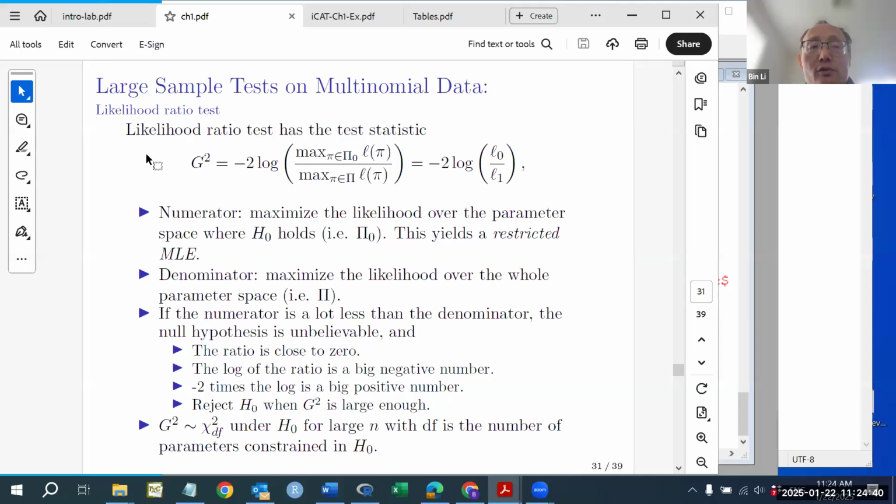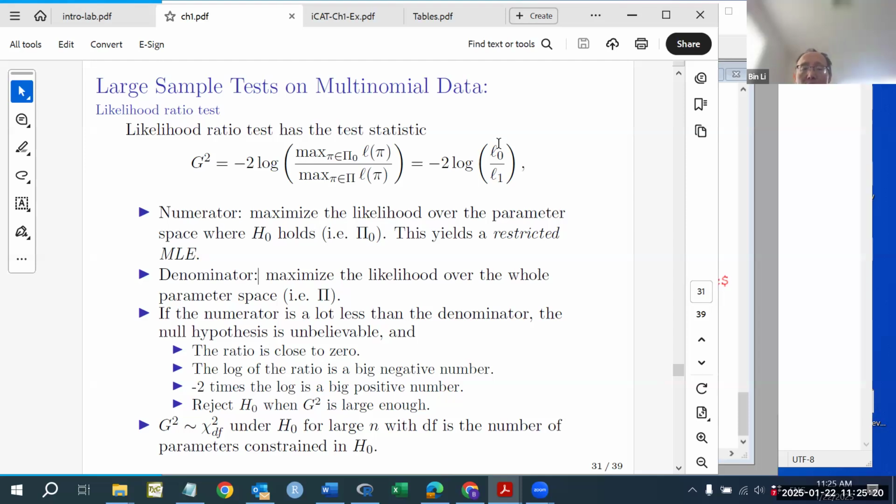So we can also do it through the likelihood ratio test. For the likelihood ratio test, the test is still the same: -2 times the log of the likelihood ratio. So the likelihood ratio is, the numerator is the likelihood value under the null. The alternative is in the denominator, okay? So here, it's -2 times the log of L0 over L1.